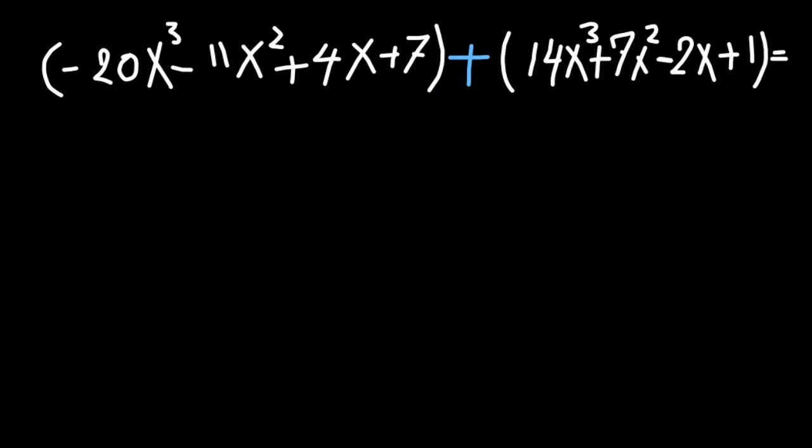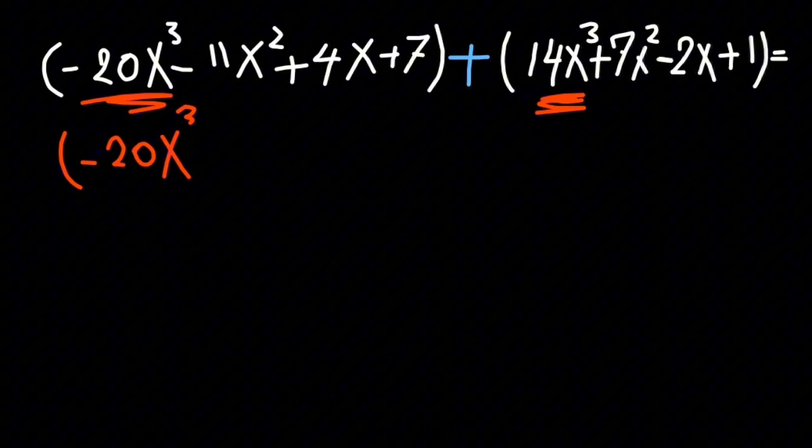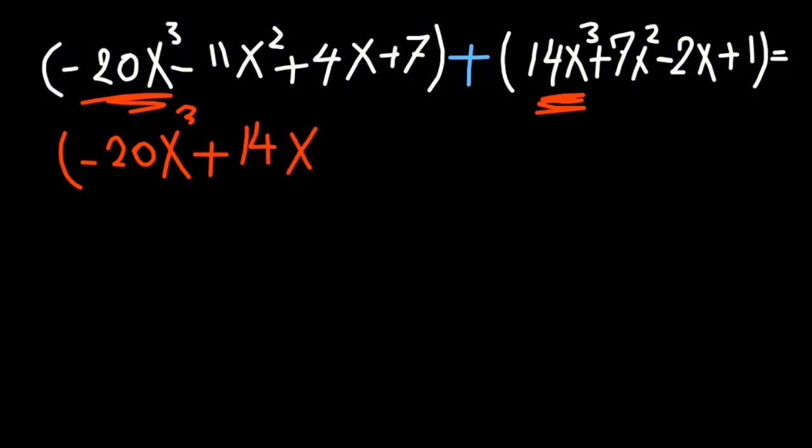The highest degree is actually 3, third degree. So I'm going to take the first term with the first term in the second polynomial. It's not necessary to be the first term, as we said before, but we just take the same degree from both polynomials. So I'm going to keep them in brackets. Negative 20x cubed plus 14x cubed. Close the brackets and put plus.